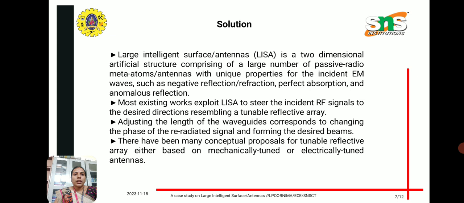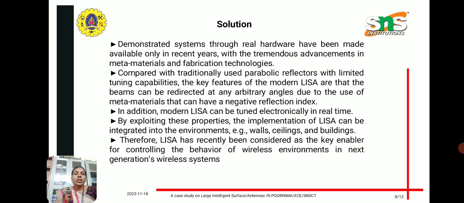Some works exploit the LISA to steer the incident RF signal to desired directions, resembling a tunable reflective array. So it is similar to beamforming. Adjusting the length of the waveguides corresponds to changing the phase of the re-radiated signal and forming the desired beams. The demonstrated systems of the large intelligent surface use hardware available only in recent years, with tremendous advancements in metamaterials and fabrication technologies.